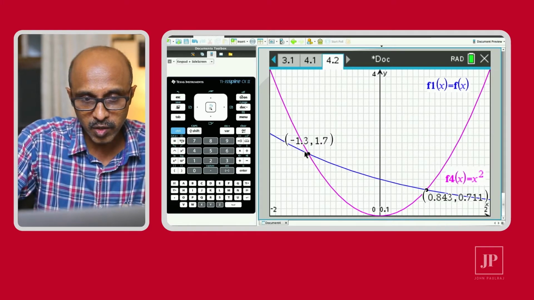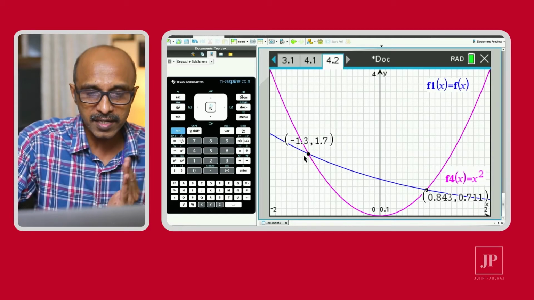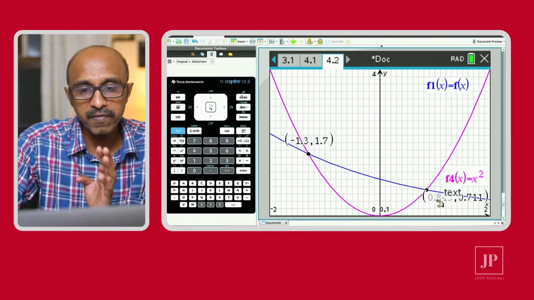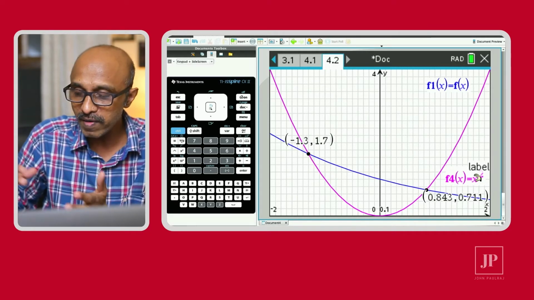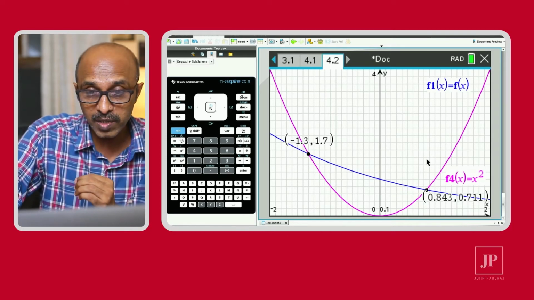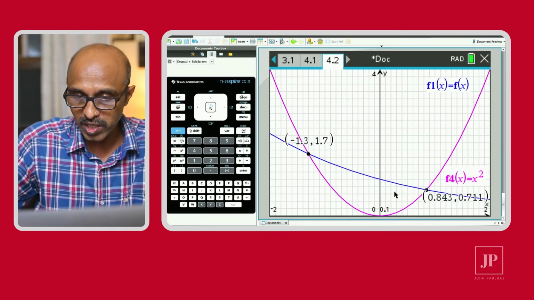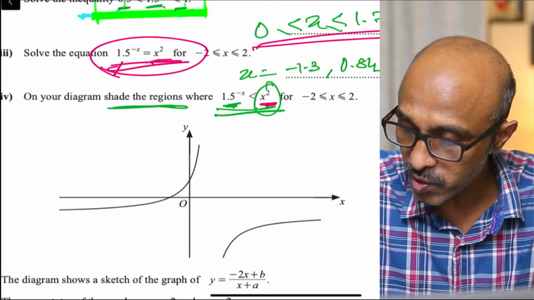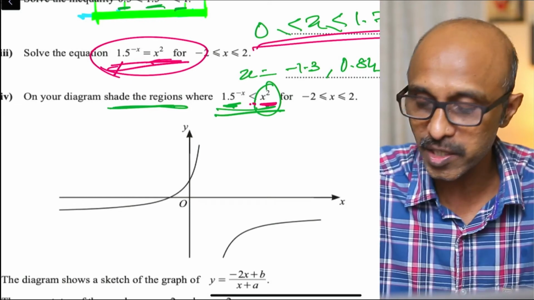Yeah. So as you can see, the magenta graph is above the function f of x on the left-hand side of negative 1.3 and on the right-hand side of 0.843. So the point of intersection is a very, very important indicator for us, whether you're solving the equation or solving an inequality, something like this, where x squared, the magenta graph, is above or greater than the given function. So switching back, when is the magenta function, x squared, greater than f of x, which is the same thing as saying when is f of x less than the x squared function.